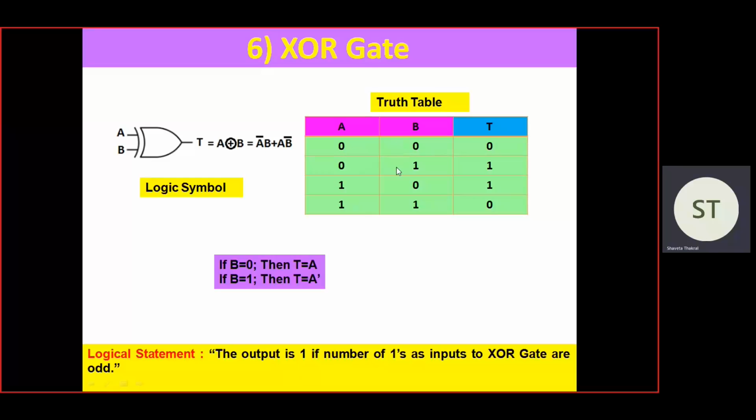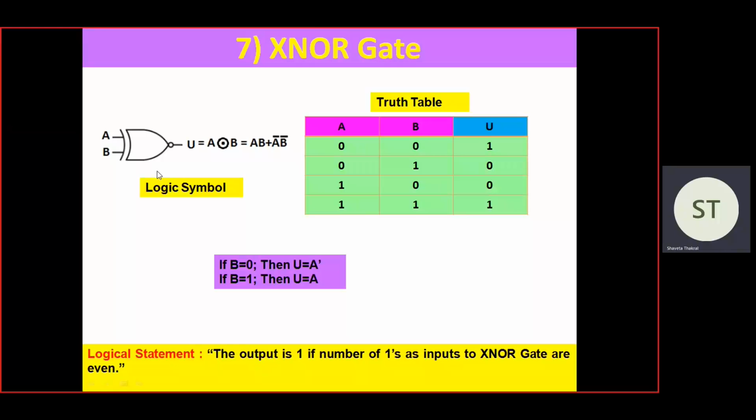And if we put B as 1, like in the second and fourth combinations, where B is 1, then if A is 0, T is 1, and if A is 1, T is 0. That means T is complementing A. So if B is equal to 0, T copies A, and if B is equal to 1, then T is the complement of A.